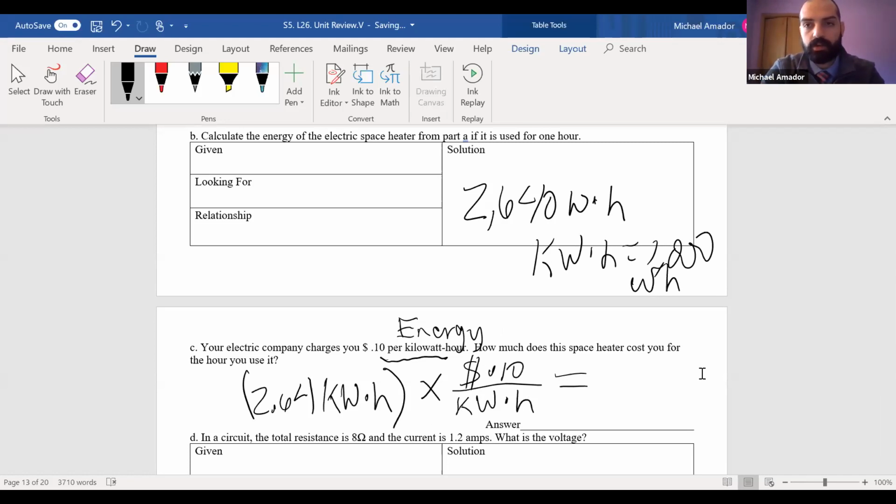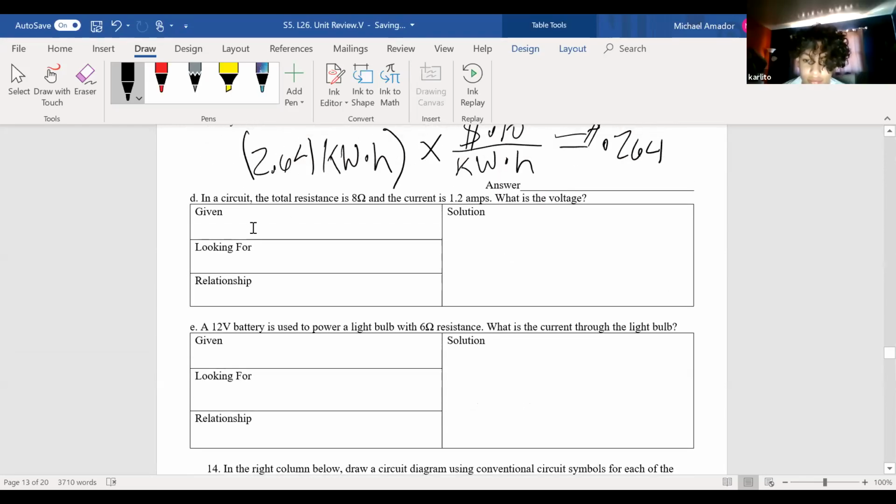And we're circling back to Jessica because we were working on this one together. So Jessica, go ahead, divide 2.64 by 10. 0.264. Yep, 0.264. And that's just going to be dollars. So it's going to cost you pretty much 26 cents. I'm going to model. Let's go on to D.